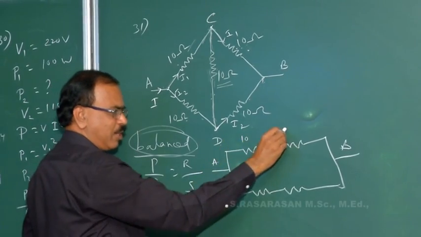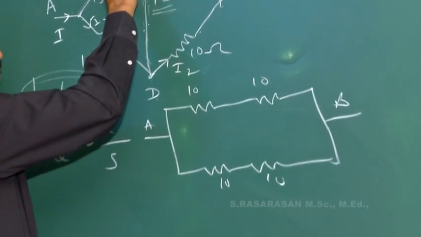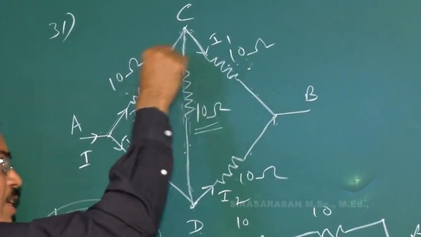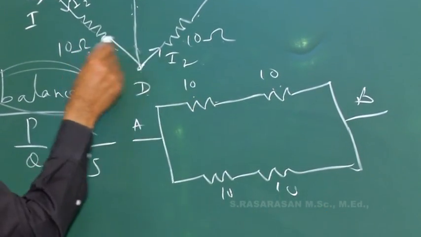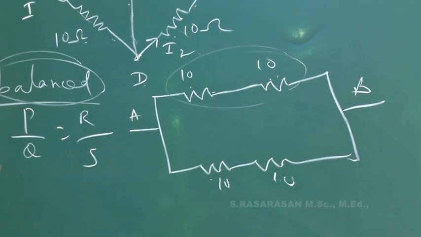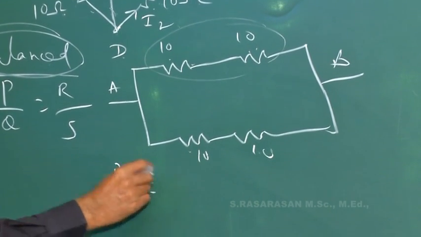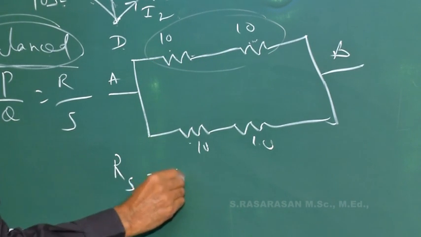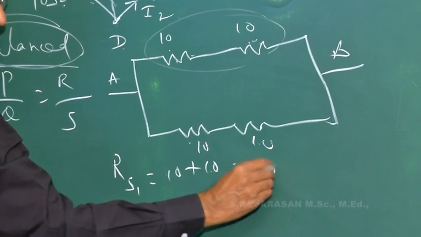This is 10 ohm, this is 10 ohm, this is 10 ohm, this is 10 ohm. The current passing through this resistor also passes through the next resistor. Since the current is the same in these two resistors, these two are in series. Same way, these two are in series. In series connection, you know the formula, Rs equals R1 plus R2 plus R3. So 10 plus 10 is equal to 20.